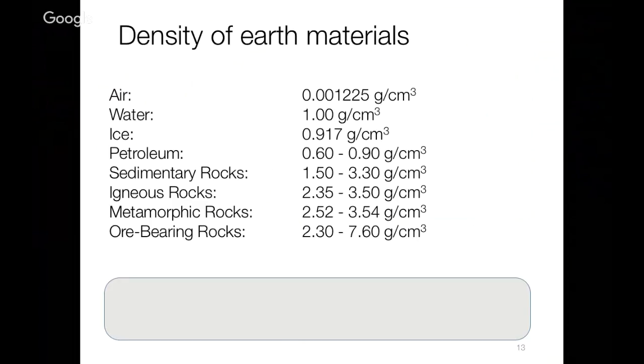If we look at the density of Earth materials, they actually vary quite a bit. If we work in grams per cc, air has a really low density. Water is the calibration mark, at 1 gram per cc. And then various kinds of rocks have much larger density.